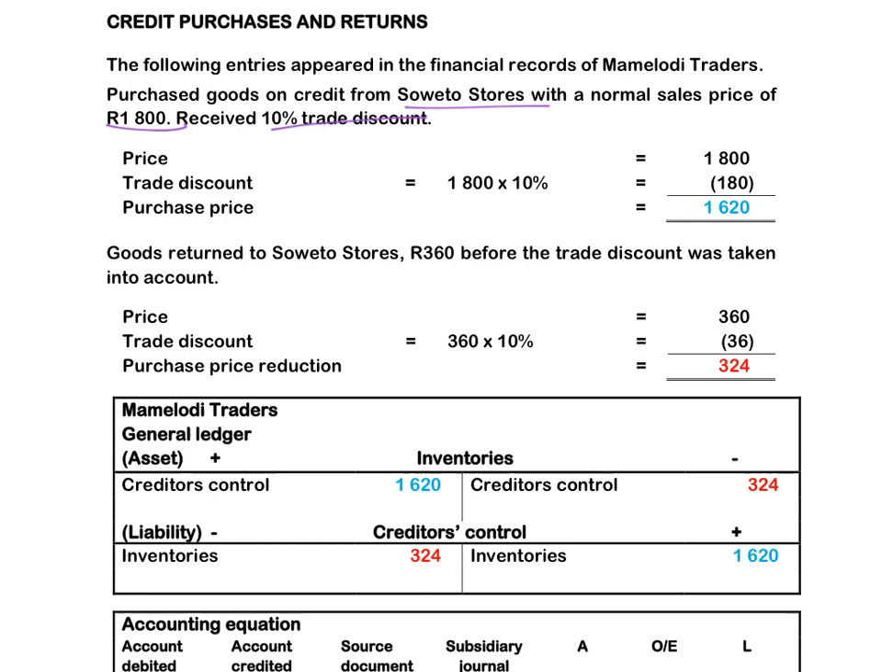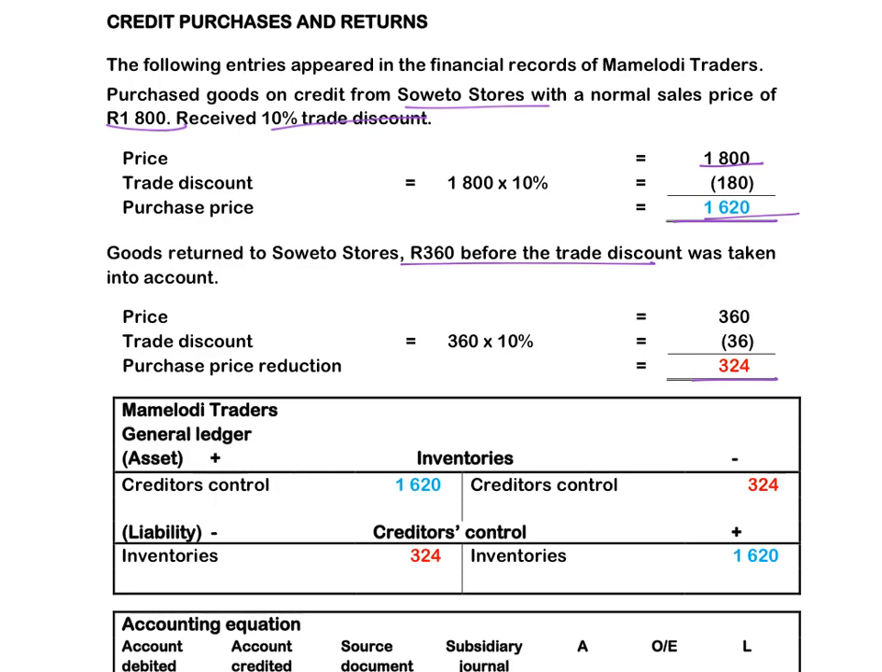So instead of paying 1,800, we receive a 10% discount, so our actual purchase price is 1,620. If you return goods and they say that you return it before the trade discount was taken into account, it means that you also have to deduct the trade discount because they will not give you back the full price. You didn't pay for the full price. They reduce the price with 10%. So if we return any of these goods, we will deduct the trade discount, and that means we return goods that cost us 324 rand.